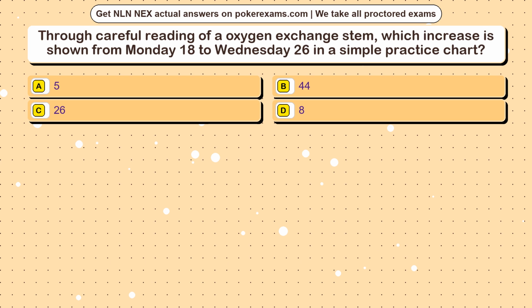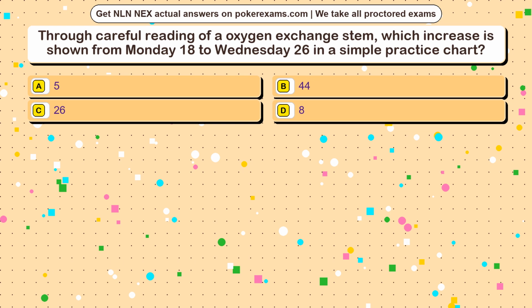Question 25. Through careful reading of an oxygen exchange stem, which increase is shown from Monday 18 to Wednesday 26 in a simple practice chart? Option A, 5. Option B, 44. Option C, 26. Option D, 8.